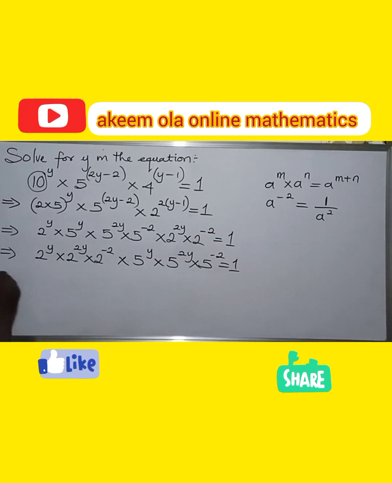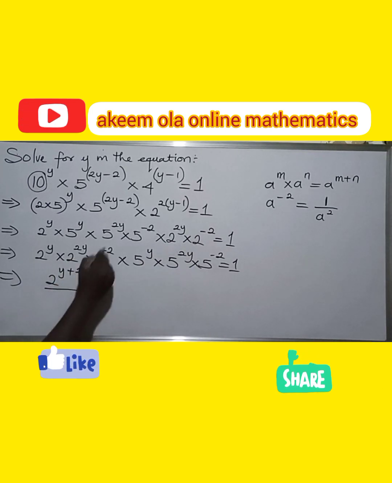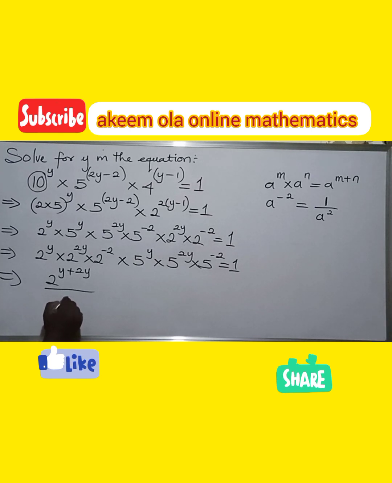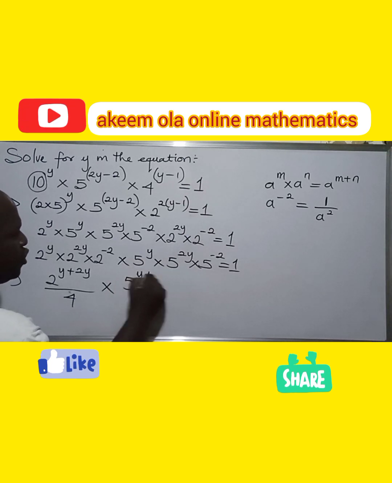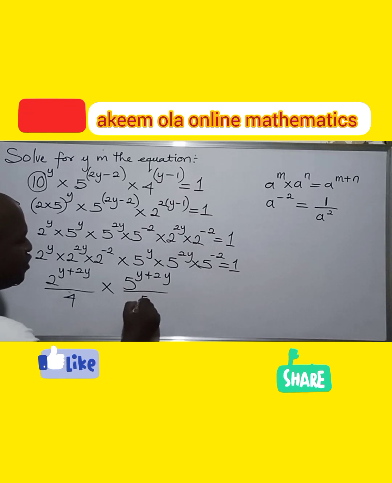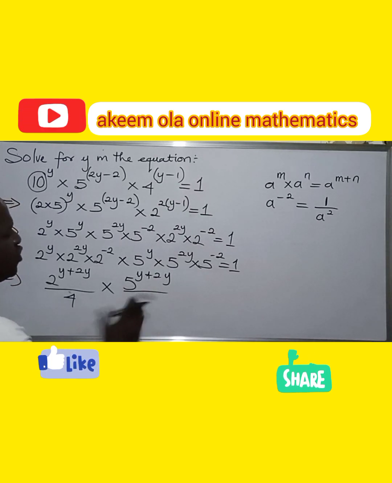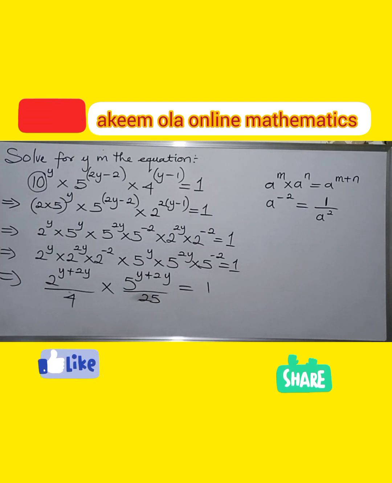So if I do that, I will have 2 raised to power y plus 2y, everything all over 2 raised to power 2. And 2 raised to power 2 is 4, so I will put 4 here. Times, this one is 5 raised to power y plus 2y, everything all over 5 raised to power 2, which is equal to 25. I have 25 here. Everything is now equal to 1.